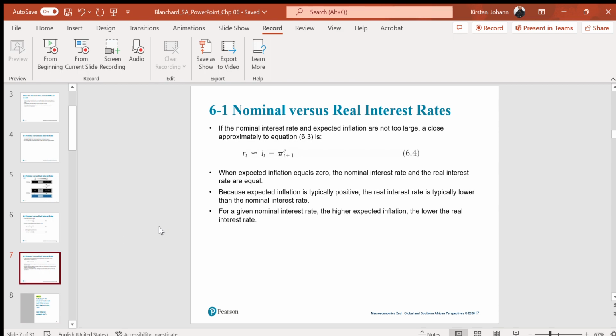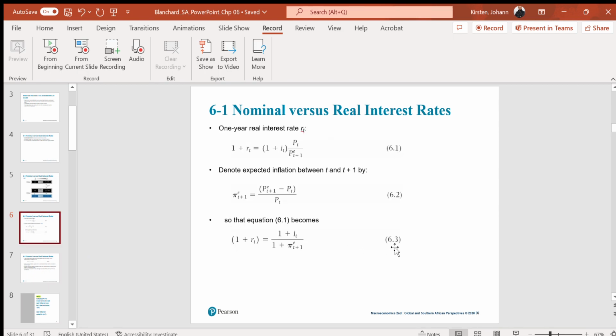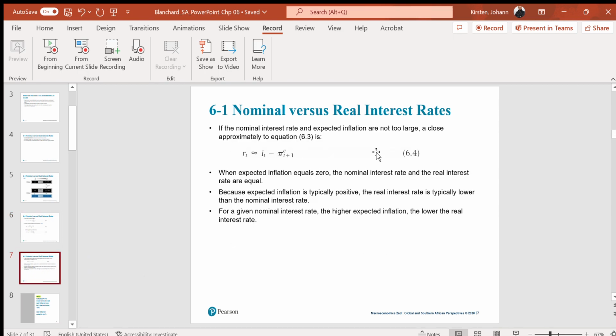And the reason why we can say it like this is because we know that there's not a lot of shifts between these variables over time. So that's why we can approximate this equation here, 6.3 to 6.4, which is the vital equation in economics, especially relating to interest rates. Okay.